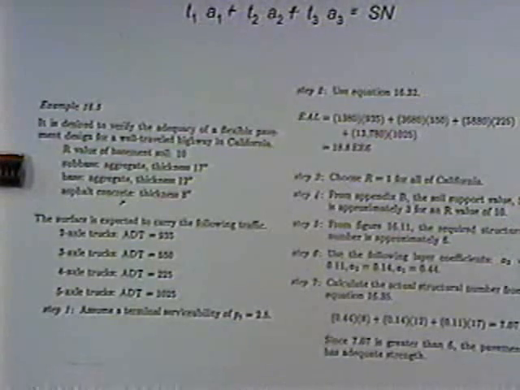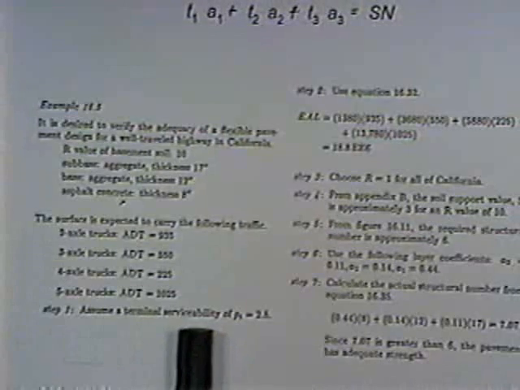That particular surface is expected to carry the traffic that's shown there at the bottom of the page. You'll notice the different numbers of 2, 3, 4, and 5 axle trucks. They're given to you in daily values, and they're assuming a terminal serviceability index of 2.5. Again, it's not a federal standard, but almost all flexible pavements are designed for that 2.5.